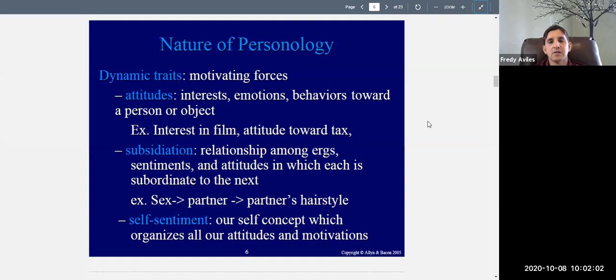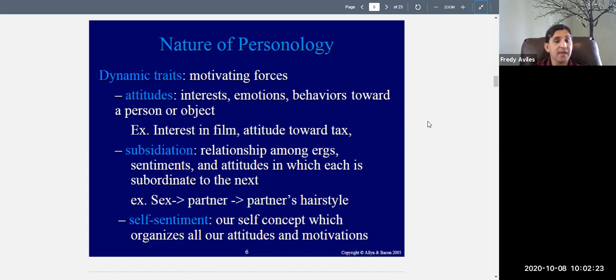So first we have the erg that's very dominant, very powerful. That affects the sentiment, and then the sentiment affects the attitude. That's what we're talking about. He called that subsidiation, where some things are basically below others in terms of influence. That's what he meant by subsidiation.